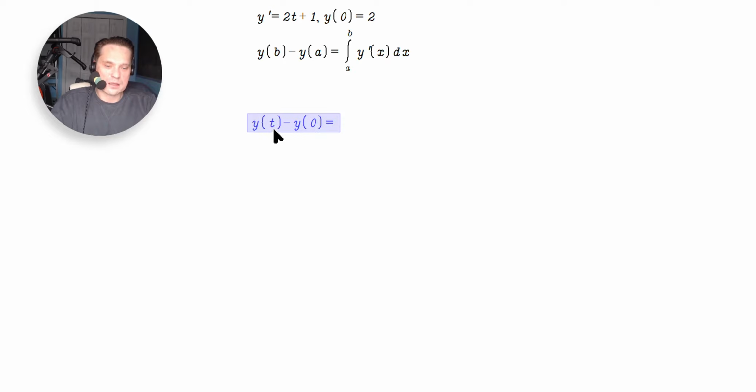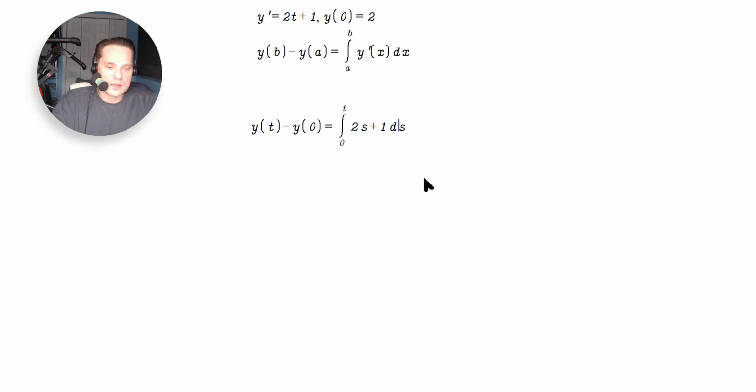You would have here the definite integral from the lower value of 0 to the upper value of t. And now we have 2t plus 1. We introduce a dummy variable. So, for example, 2s plus 1 ds.